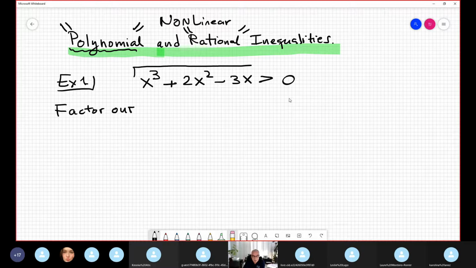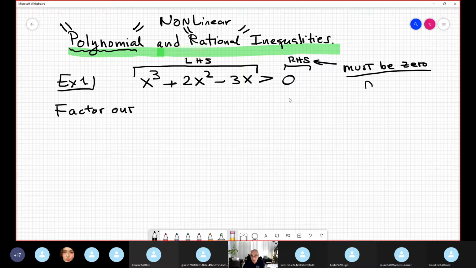Look, this is the left hand side of our inequality. At the right hand side, you try always must be 0. Always. In this example, it's already 0. Nice. I like that. However, in the other problem you see with me now, no. So now you factor out the polynomial.